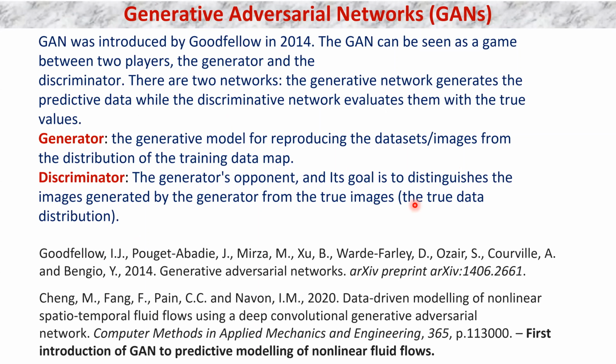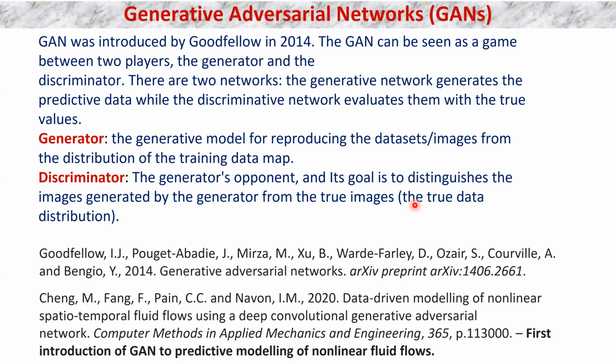Now I want to introduce another method, the generative adversarial neural network, which we call GAN. I think Resala mentioned this method in the last lecture. This method was originally introduced by a Google fellow, and it has proved really good at reproducing high resolution images. You can think of it as a zero-sum game played by two players: one is a generator and the other is a discriminator.